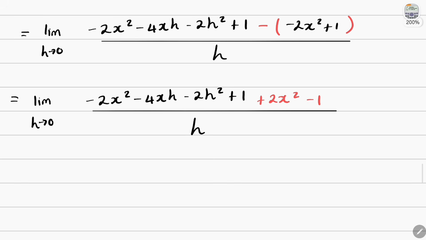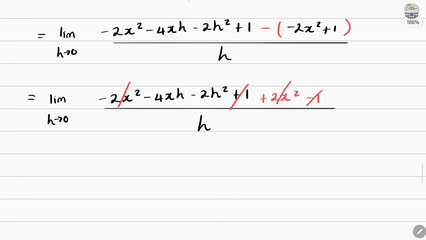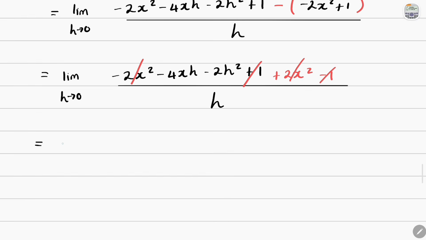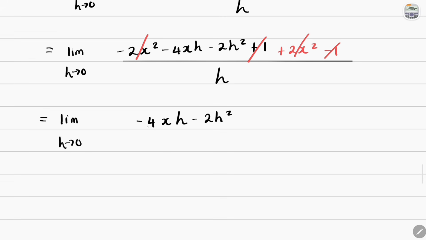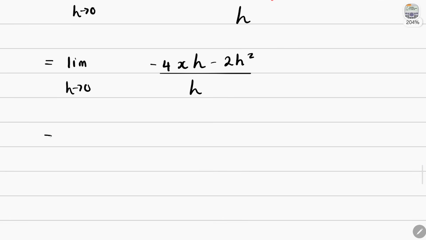And now we have terms cancelling. So what will cancel is whatever you were subtracting by. So this cancels with a negative 1, and this one will also cancel with the positive 1. And now we have, is equal to the limit as h approaches 0, and we have negative 4xh minus 2h squared all over h. And now we can finally solve the problem that we had initially.